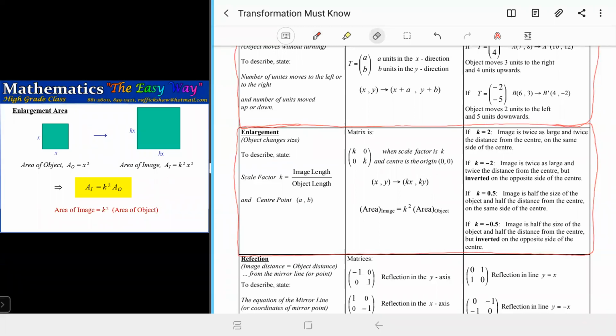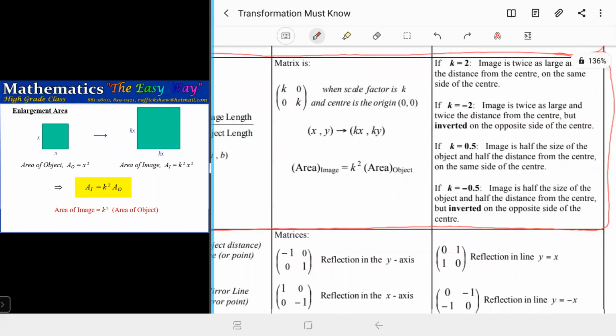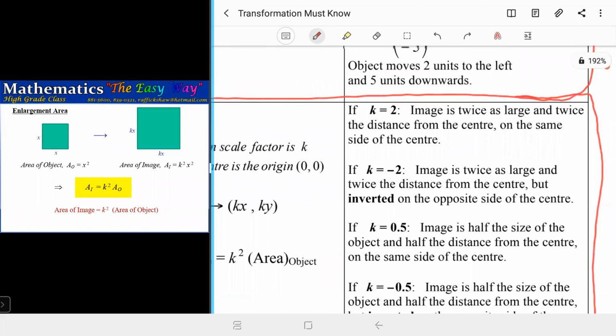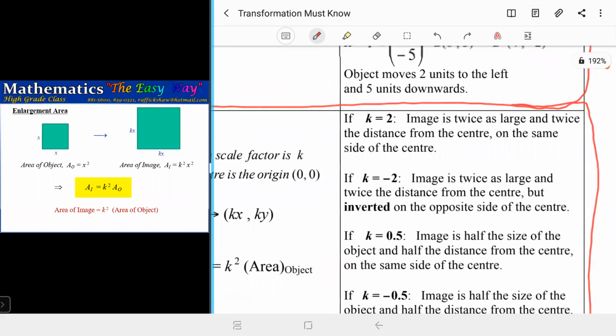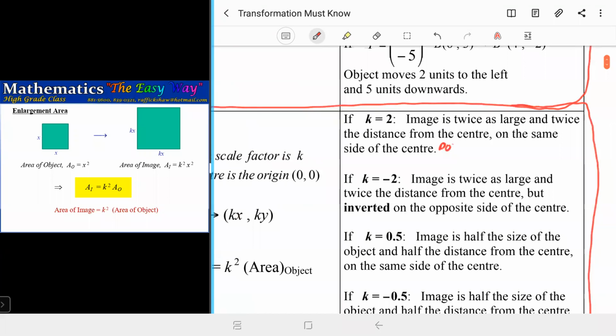And look at what we said over here now. Give some examples of the scale factor. The scale factor is 2: the image is twice as large and twice the distance from the center and on the same side of the center. What I want to add now is pointing in the same direction. If you have it, you're going to add this to it for me: pointing in the same direction, because of the positive.